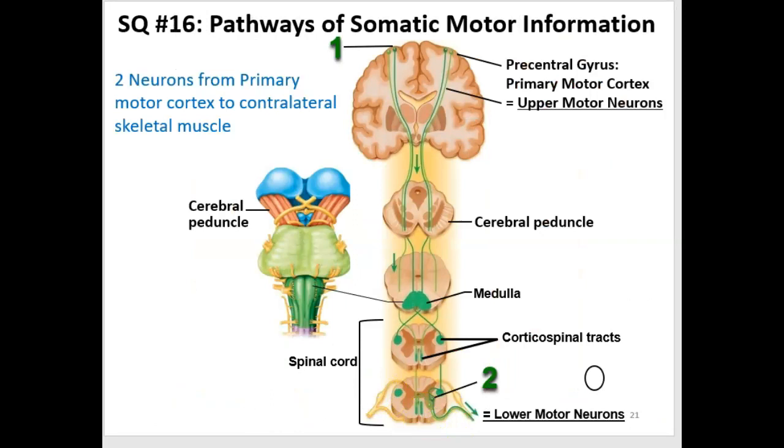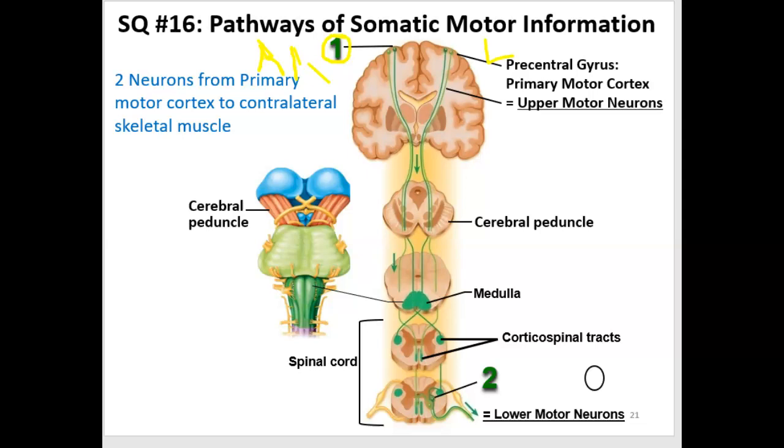Now we'll trace the pathway of somatic motor information. So motor information is descending information, leaving the primary motor cortex and going out to the body. So this is where we're going to go out to the body, somewhere out here. So the first neuron, I'm going to start on the right because of the way the diagram is drawn. And this is left. So we're going to start on the right side, and we're going to start with this first neuron.